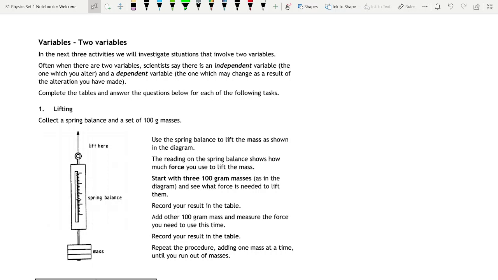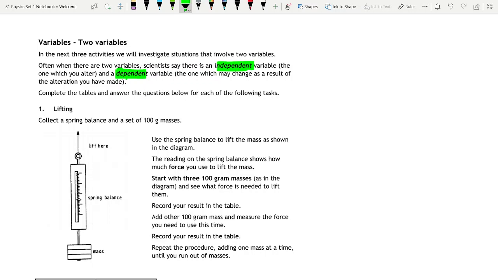Now there are special names for these variables, and you can see here, one is an independent variable, and one is dependent. So the independent variable is the thing that you have control over, the thing that you are changing to then see what changes because of it. The independent variable is the one that you alter yourself. The dependent variable depends on what you do, depends on what you alter.